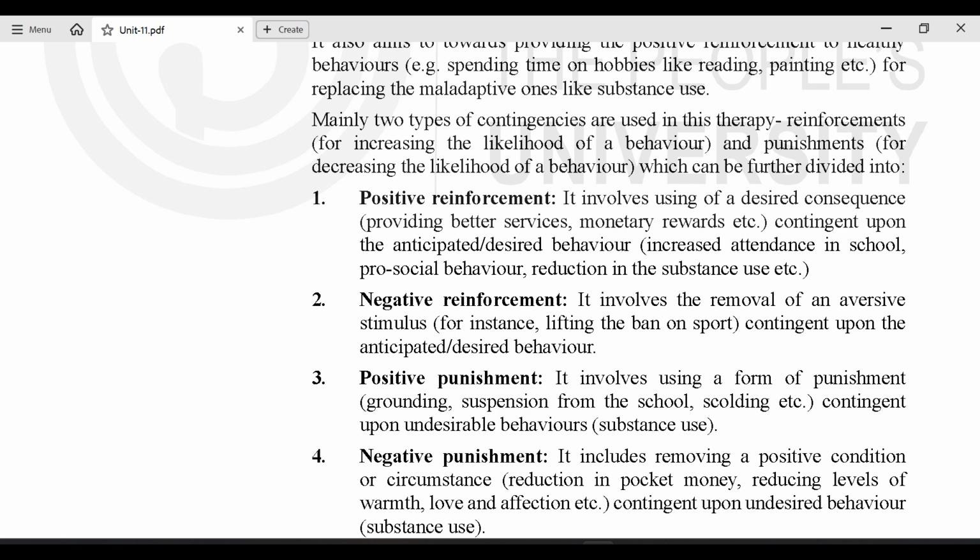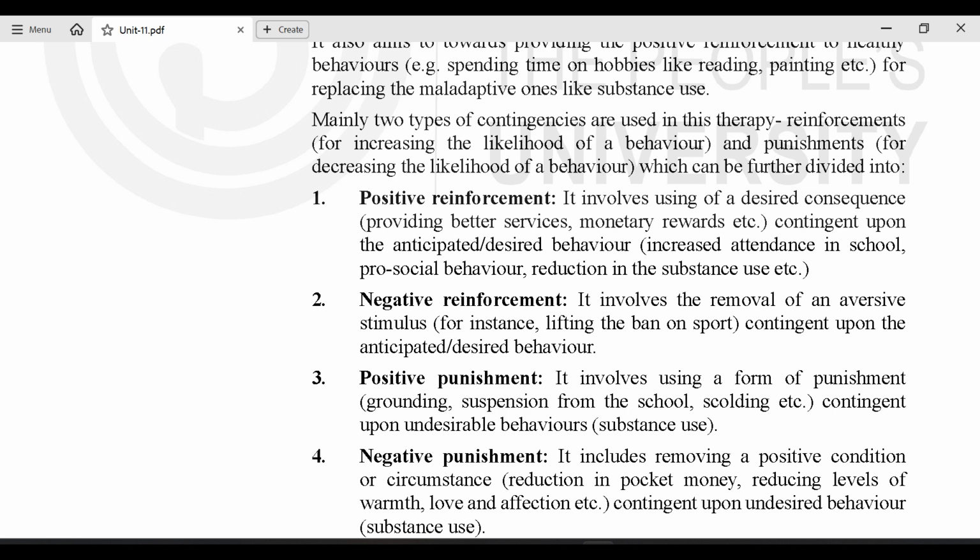Positive reinforcement. It involves using a desired consequence, such as providing better services or monetary rewards, contingent upon the anticipated or desired behavior, such as increased attendance in school, pro-social behavior, or reduction in substance use. 2. Negative reinforcement. It involves the removal of an aversive stimulus, for instance, lifting the ban on sport, contingent upon the anticipated or desired behavior. 3.